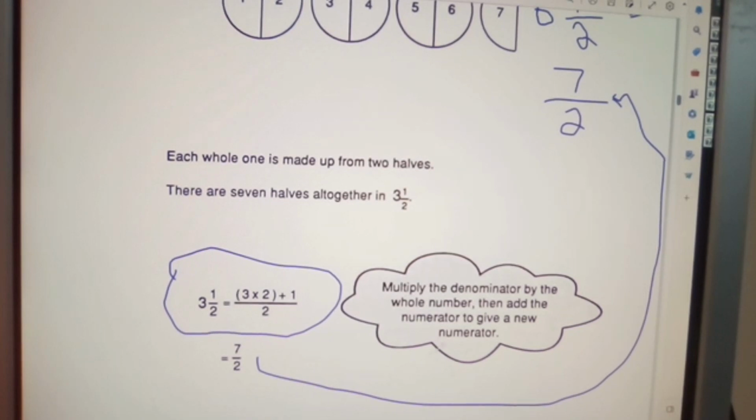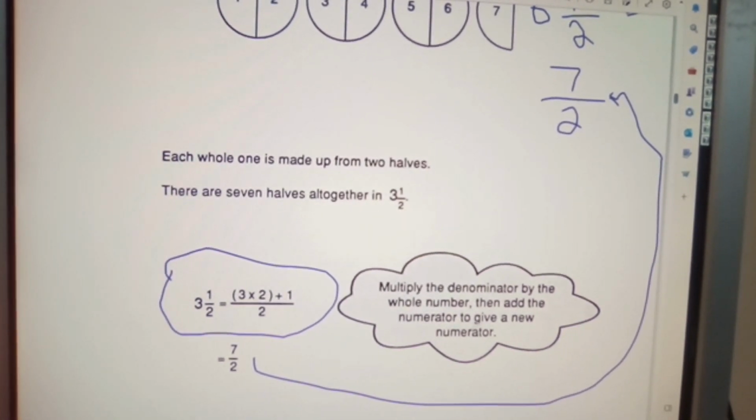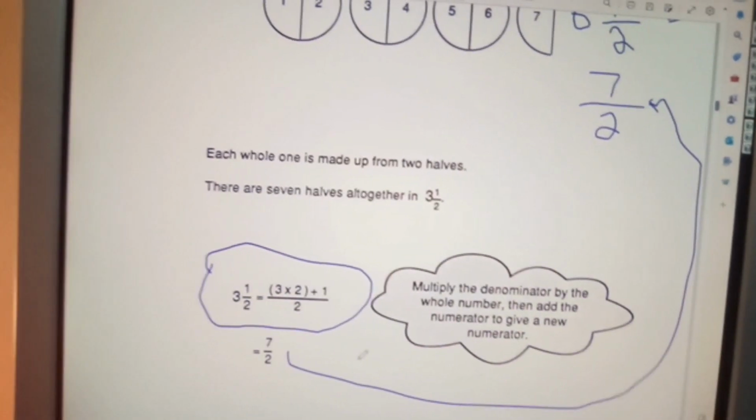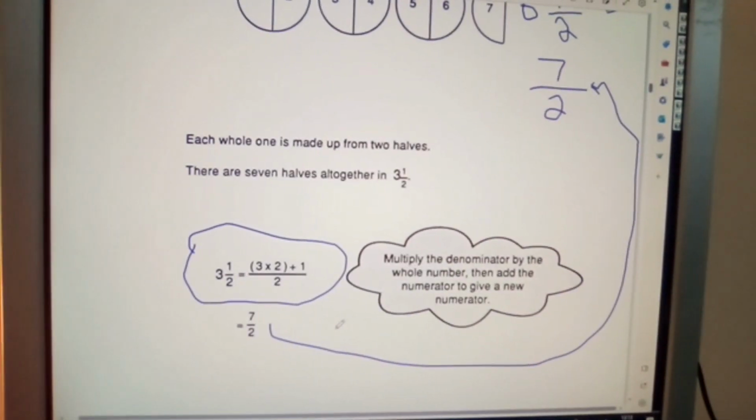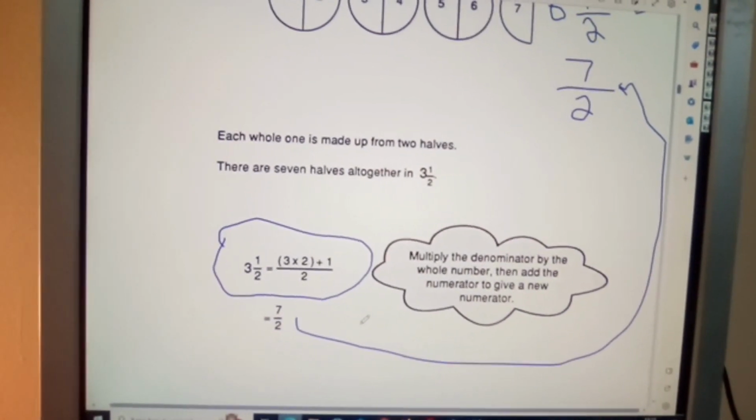Multiply the denominator by the whole number, then add the numerator to give a new numerator. And that's what you need to be able to do. Practice this for yourselves, write it out. Do not just think you can do it off the screen, it does not always work.